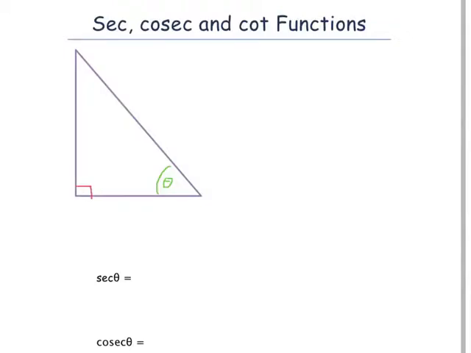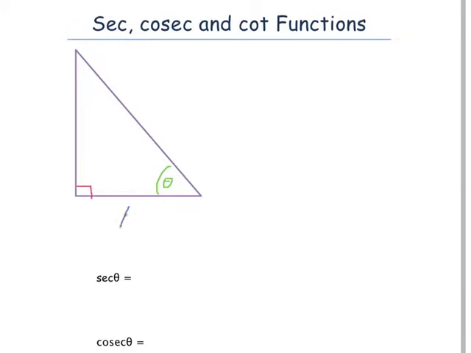Sec, cosec and cot functions. In the past we've learned three trigonometric ratios to use on a right angle triangle. That is sine, cosine and tan. Well, sec, cosec and cot functions are all three more trigonometric ratios that we need to learn. So how are these related to a right angle triangle?